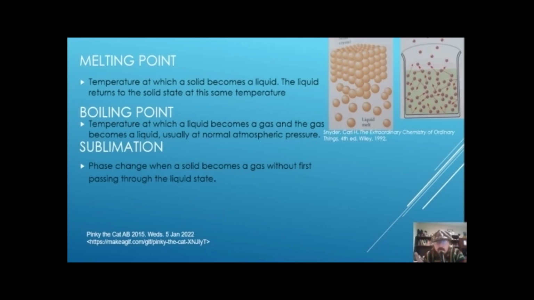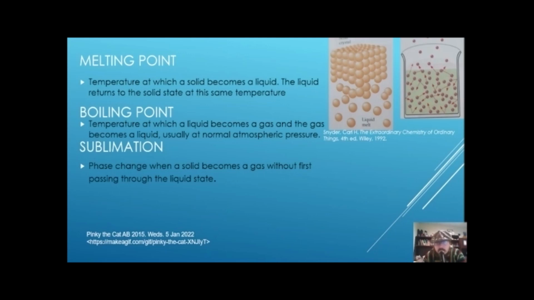There is a wide variety of energy in there. Some molecules have lots of energy. Some molecules have very little energy. The molecules with lots of energy that are near the surface can burst free. They can break free of their intermolecular forces and escape into the atmosphere. That process is called evaporation.